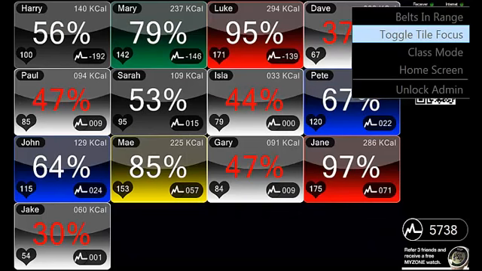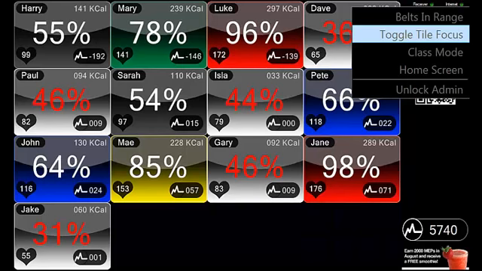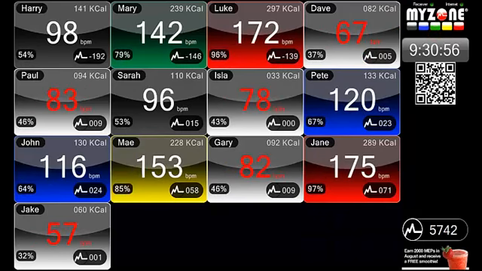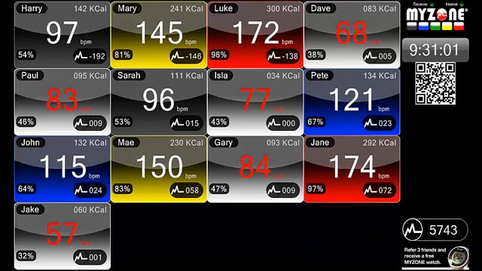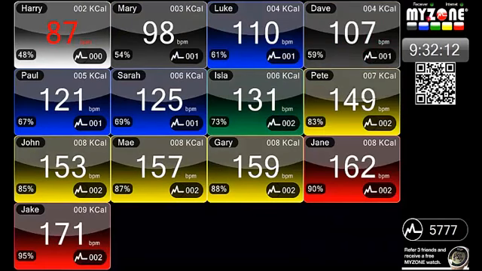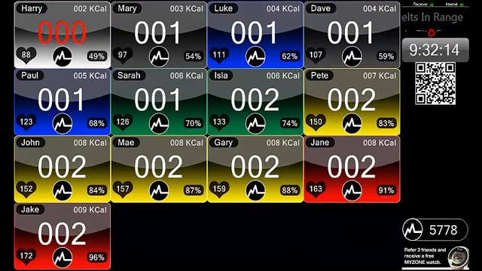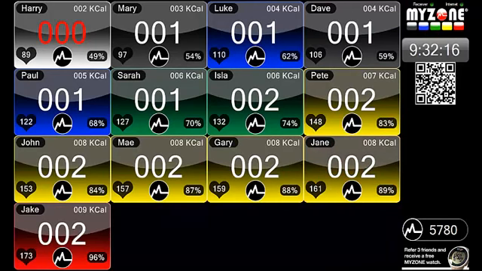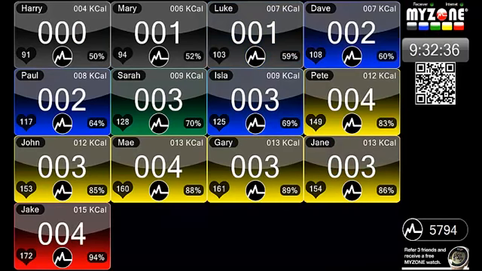Toggle tile focus means that you can change the center display on the tile. Currently it shows the percentage of the max heart rate. If you hit toggle tile focus, it will change to the actual heart rate in the middle. And if you tap it again, it changes to MEPs. Therefore, depending on what type of class you want to run, you can choose the option that you prefer.